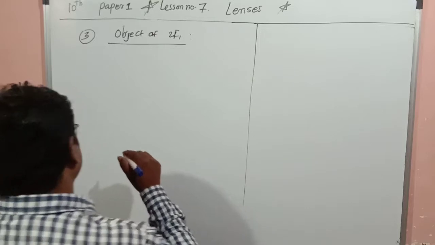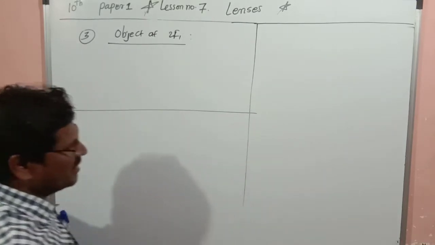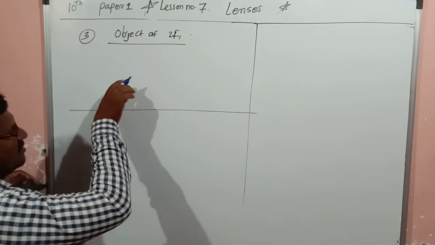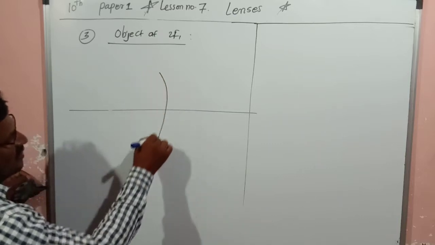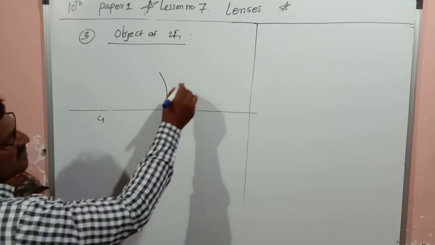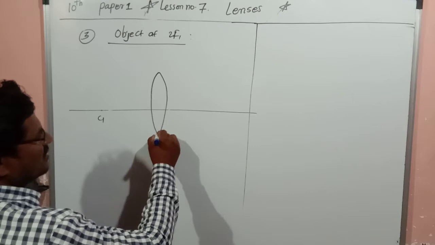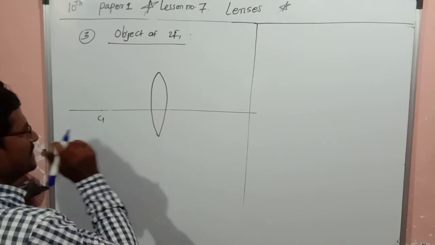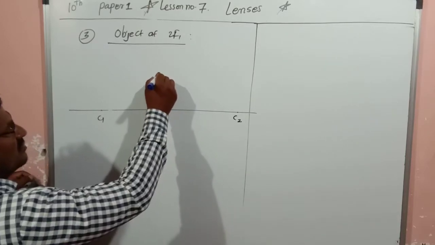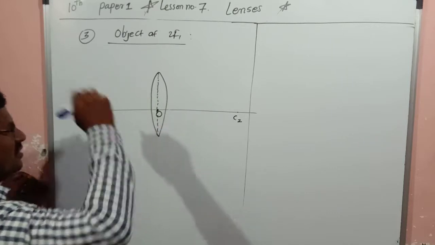First, you have to draw one straight line. You are taking that one as a principal axis. Then you have to take some distance in your compass and draw one arc. Here will be your C1. Take another distance in your compass and draw another arc. This one will be your lens, and here will be your C2. You have to join these two ends of the lens, and here will be the optical center O.